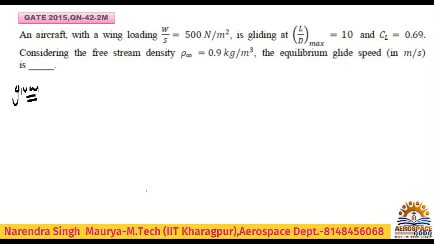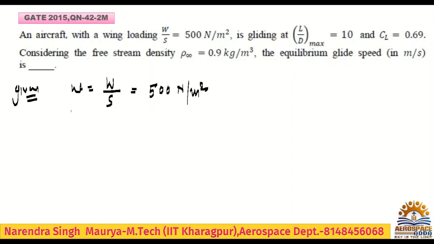You just start the calculation, use the formula and write it. So what is the wing loading? I told you, wing loading is denoted by small w and it is nothing but the weight of the aircraft divided by the wing planform area, which is 500 Newton per meter square. This is given to you.